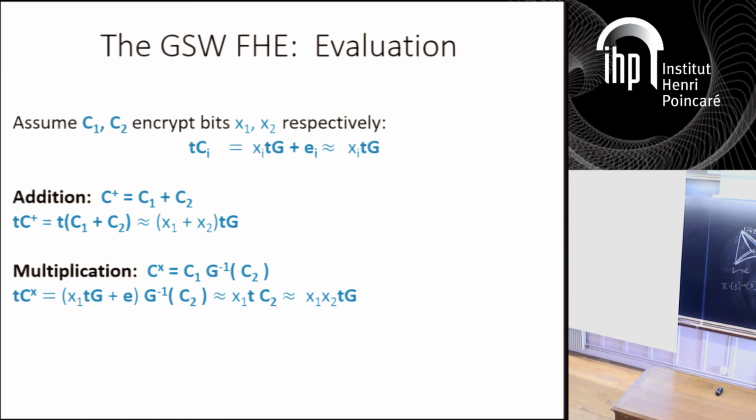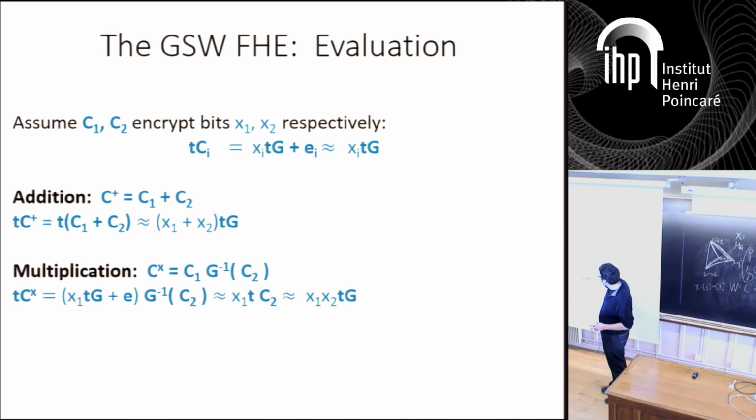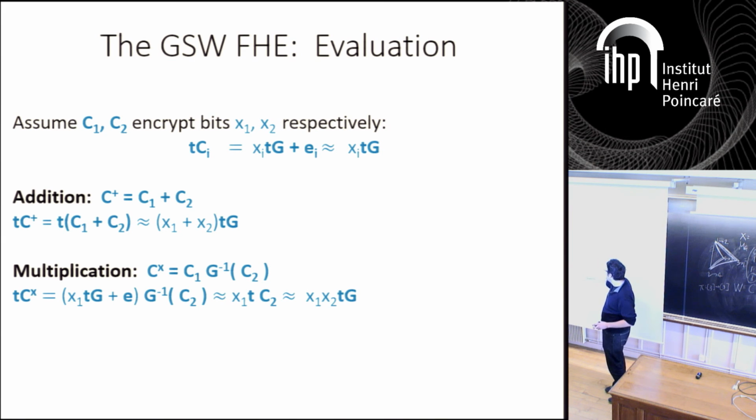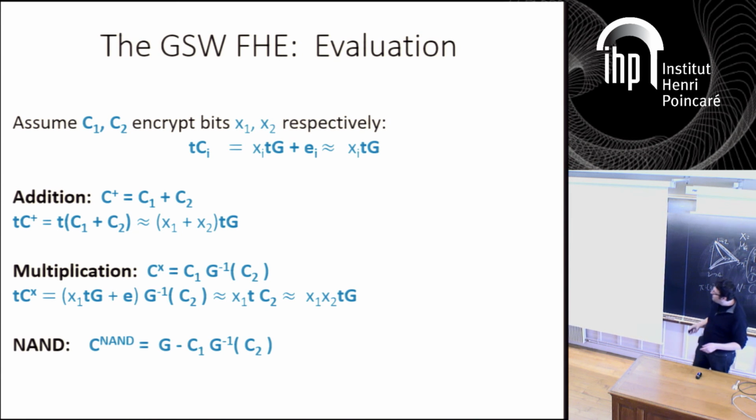Okay, multiplication is just slightly more complicated. So to multiply 2 ciphertexts, you just do C1 times G inverse of C2. Okay, and what happens? Well, if you try to decrypt this new ciphertext, you get T times C1, which is x1 TG plus error, times G inverse C2. The error and G inverse C2 are both small. That's the property of G inverse, it's just bits. So I can ignore this whole term, it's just something small. So this is like x1 T times G inverse C2. The G inverse cancels out, you get just C2. And then TC2 is close to x2 TG, right? So you get the right thing. So we maintain this invariant, and then to do a NAND, you just combine these 2 operations, essentially.